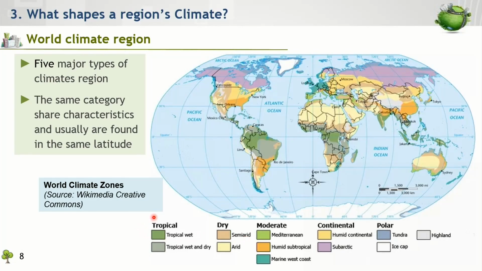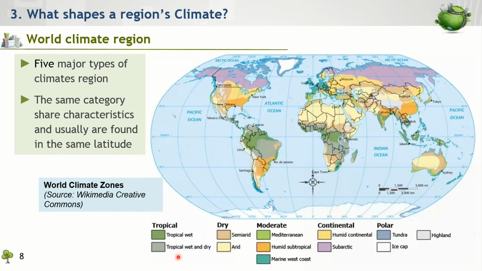The tropical climate zone is divided into the tropical wet and tropical wet and dry. The tropical wet is characterized by a constant temperature of about 27 degrees Celsius, with relatively high temperature, and these subclimate zones are generally found in Central America, Africa, and some parts of Southwest Asia.